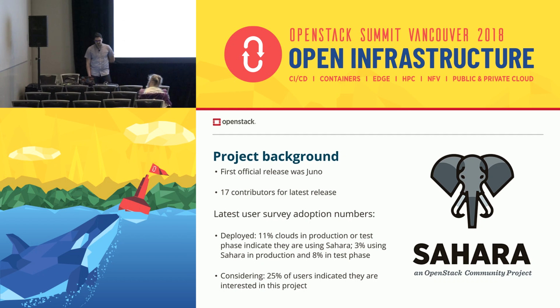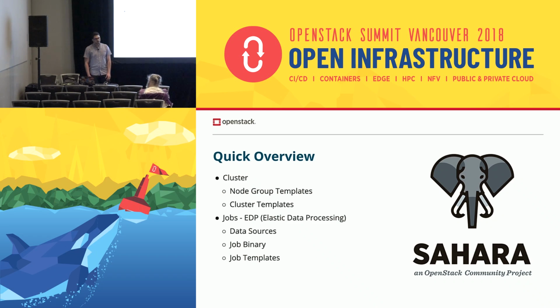On the last available user survey from OpenStack, we had Sahara deployed in 11% of the production clouds, and 8% in test phase. And we also had good interest in Sahara, since about 25% of users indicated they're interested in starting to use Sahara. So hopefully the number of Sahara deployments in production is going to grow as well.